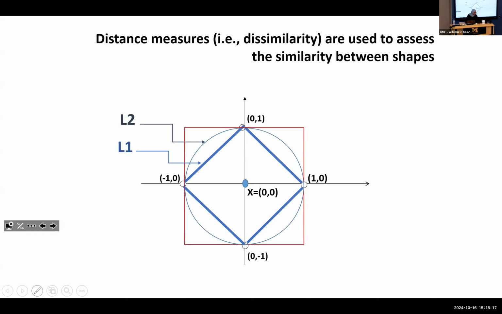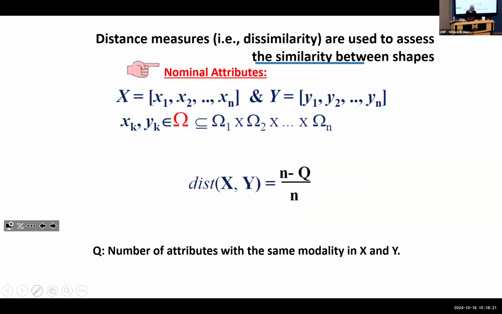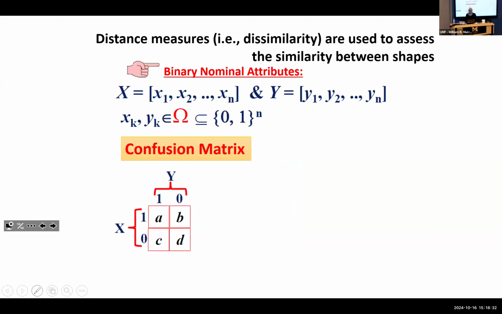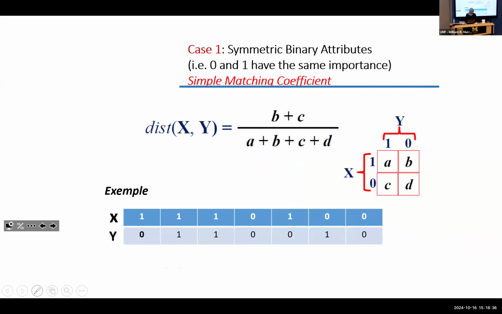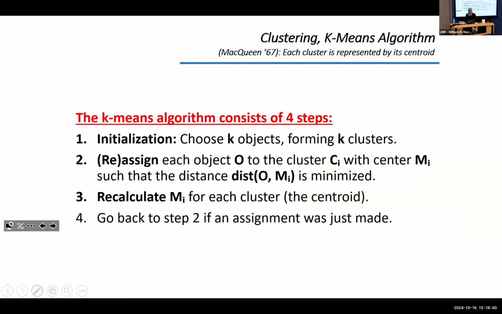Okay? So next, we were discussing the nominal attributes. And here there is a rule to compute the similarity between two feature vectors, x and y. We were going through these possibilities: from the confusion matrix, the simple matching coefficient, and the Jaccard coefficient. Then we moved to k-means, which is a first-step algorithm.